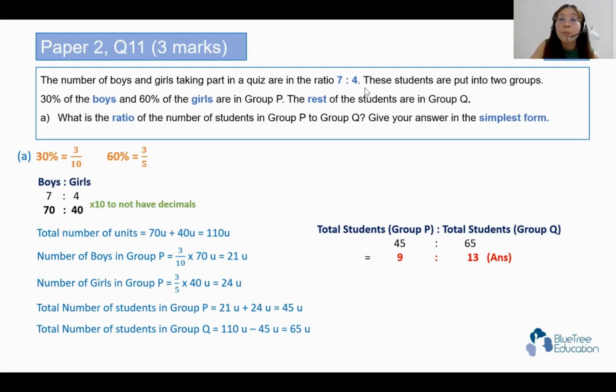Okay, so do you all have any questions for this? Is it all okay? Yes, as long as you do not have a decimal, it's okay. I multiply by 10 so that everything will be a number that's easier to calculate. Okay?